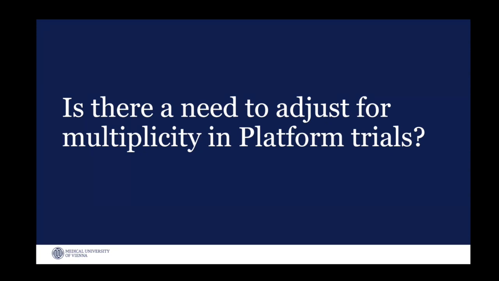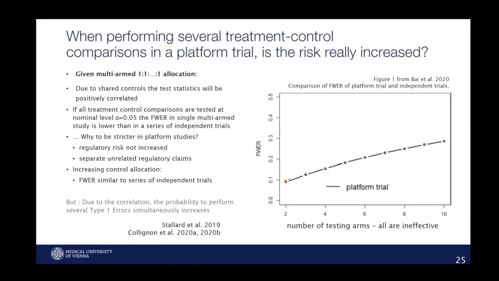Is there a need to adjust for multiplicity in platform trials? When performing several treatment-control comparisons in a platform trial, is the risk really increased? How is the multiple type 1 error affected in a platform trial if a 1-to-1-to-1 randomization is used? If each treatment is compared against the same control group using the full level alpha of 5% for each comparison, then the inflation depends on the number of arms tested in the platform, as shown in figure 1 in the excellent paper by Bai. And interestingly, if we look at independent trials, where in each trial a treatment is compared against its own control group, then the multiple type 1 error would actually be higher.